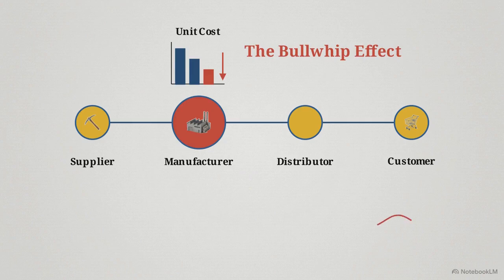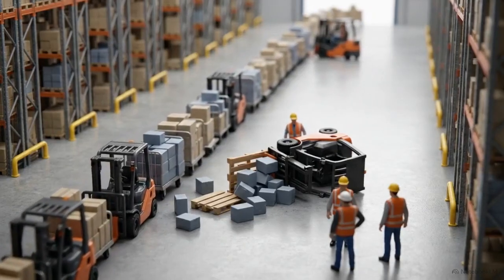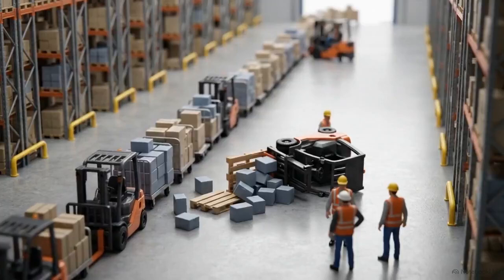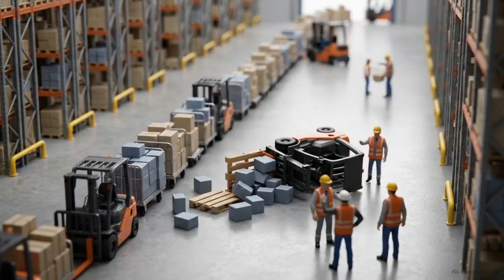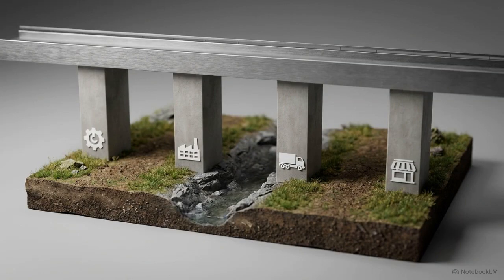A tiny fluctuation in customer demand becomes heavily distorted as it travels back up the chain, leading to massive inventory surpluses or severe shortages for the suppliers. An inefficiency or a quick fix implemented in one isolated step will inevitably cascade, creating compounding failures throughout the entire process. The entire system rests on 4 pillars: the supplier, the manufacturer, the distributor, and the customer.